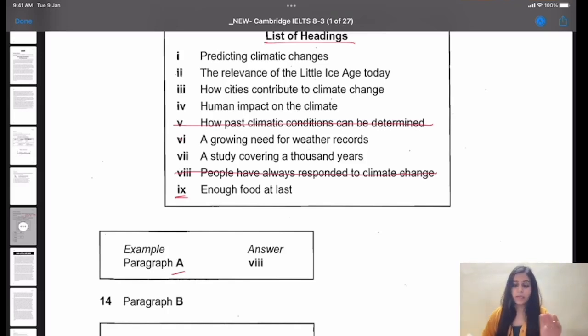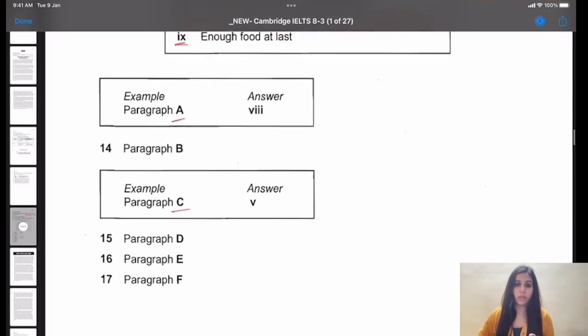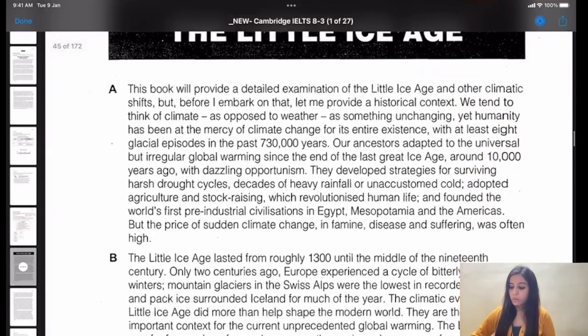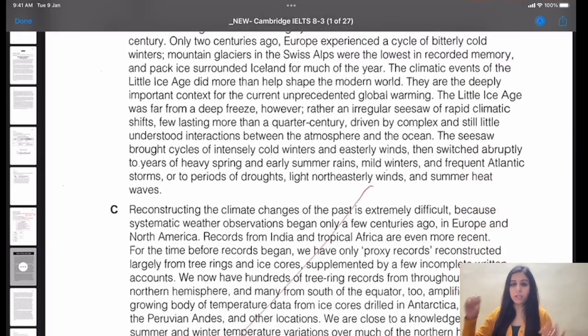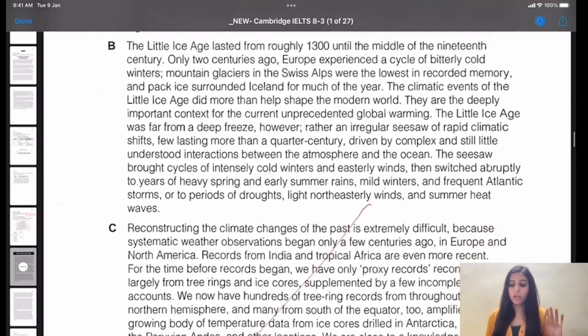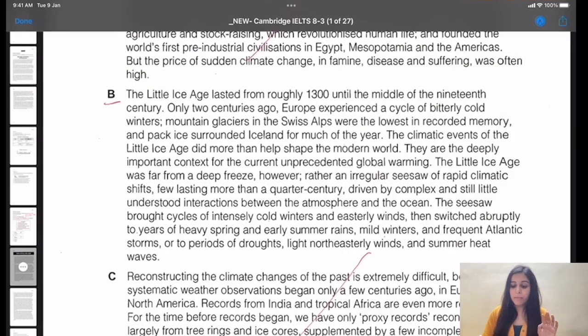So we are done with this. We have eliminated the 5th and the 8th one. Similarly, we'll be eliminating paragraph A and paragraph C. So we scroll down. Paragraph A is gone. We don't have to waste our time unnecessarily in reading this paragraph. Then we move on to paragraph C. We strike it off as well. So we'll start with paragraph B when we start solving this particular question.